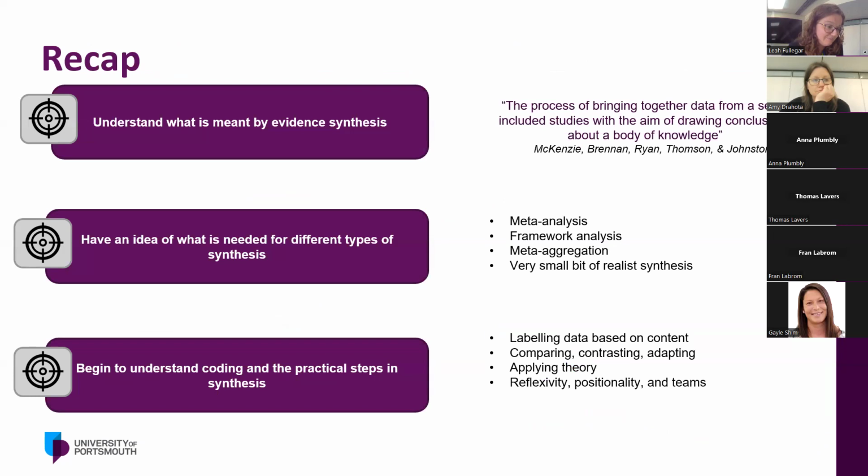So that was a lot. It's quite a difficult topic to talk about, but quite interesting and fun, I tend to think. So hopefully you now have an idea of what we mean by evidence synthesis, about bringing data together from different included studies. You've got an idea of what's needed for different types of evidence synthesis. So we talked about meta-analysis, framework analysis, meta-aggregation, and a tiny, tiny bit of realist synthesis. And you can begin to understand the practical steps in coding and the practical steps in synthesis. So things like labeling the data based on content and how you might compare and contrast them, and how you might apply theory and the importance of reflexivity, positionality, and teams.